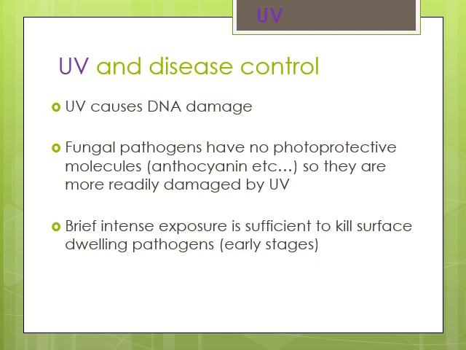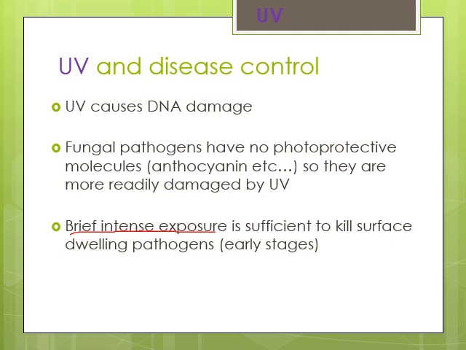But let's look at this. So UV causes DNA damage. In this lesson, we've talked about photoprotective molecules like anthocyanin. These molecules are not present in fungi, which means that when the UV light hits them, the DNA is damaged rapidly. So we're looking at just brief, intense exposure being sufficient to kill surface-dwelling pathogens, right? Now remember, with most pathogens, not all, but the ones where spores land on a surface, the hyphae will emerge and grow across and down into the tissues. It's that early stage where we're trying to catch them.